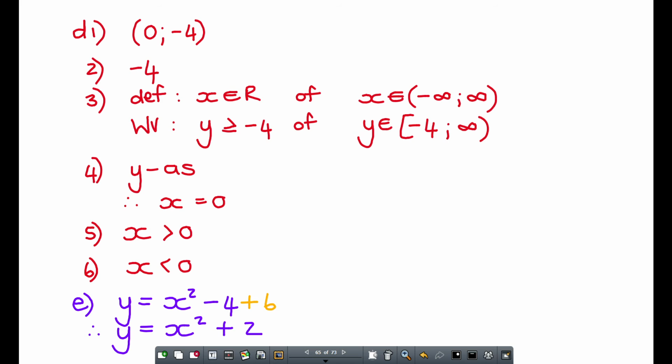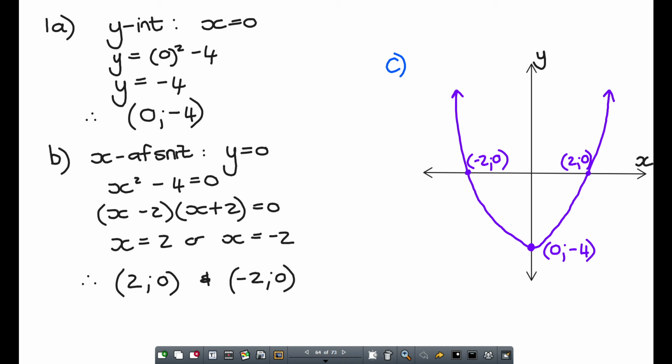Now the other day we said, remember you read your graph from left to right. And increasing means that both the x and the y values are increasing. So ek gaan gou terug na hierdie grafiek toe.